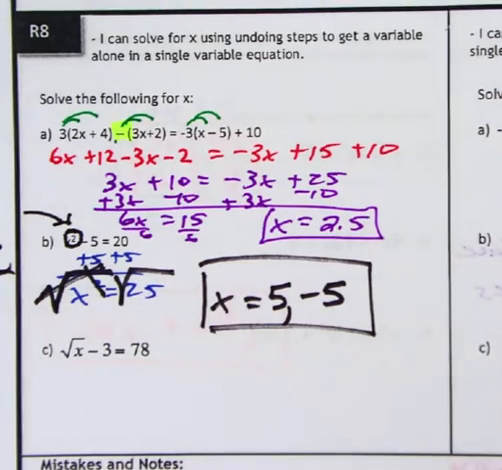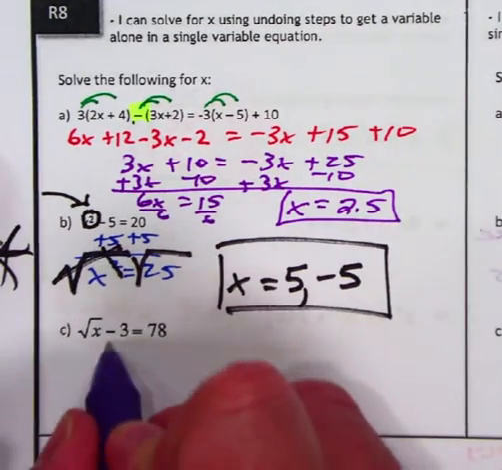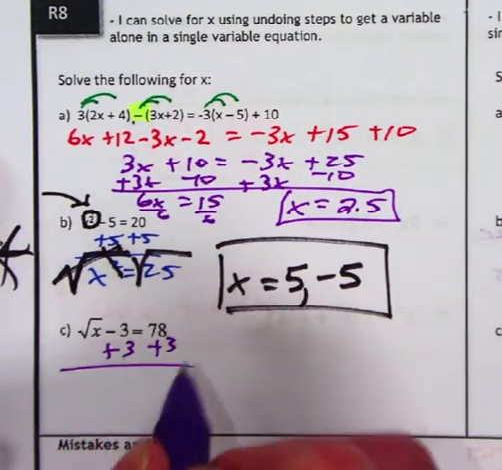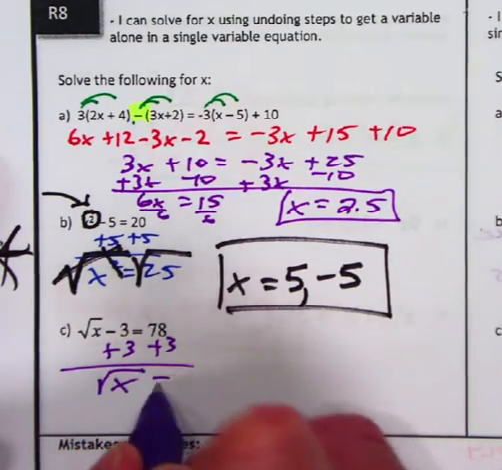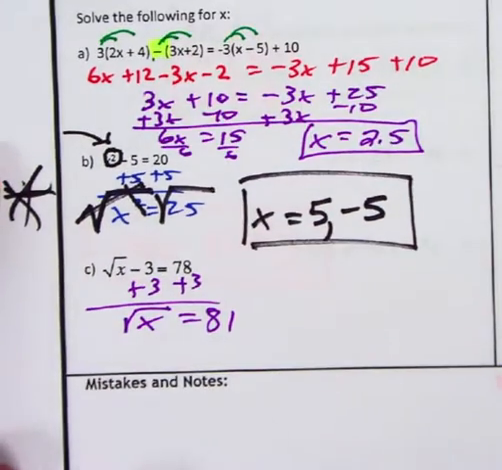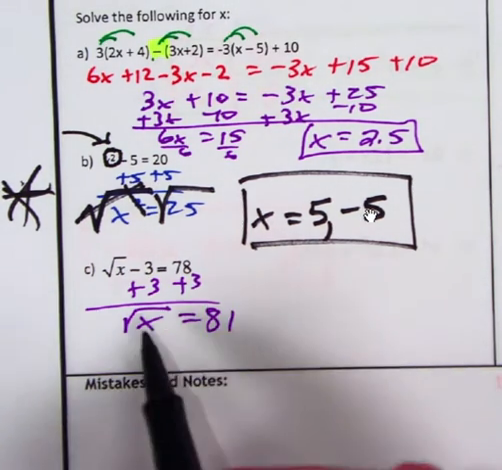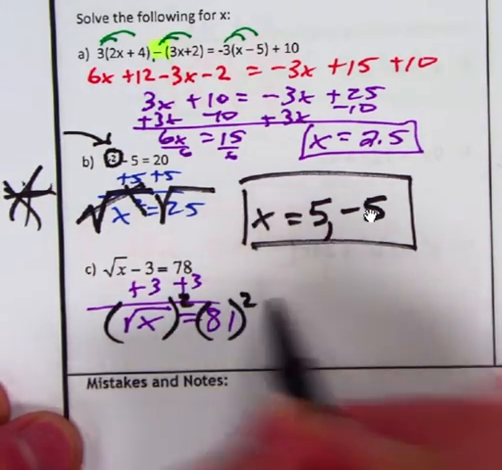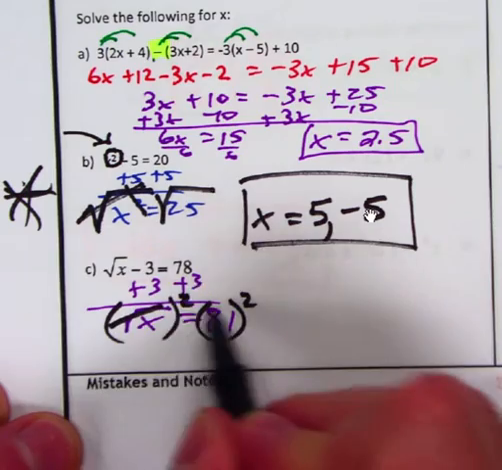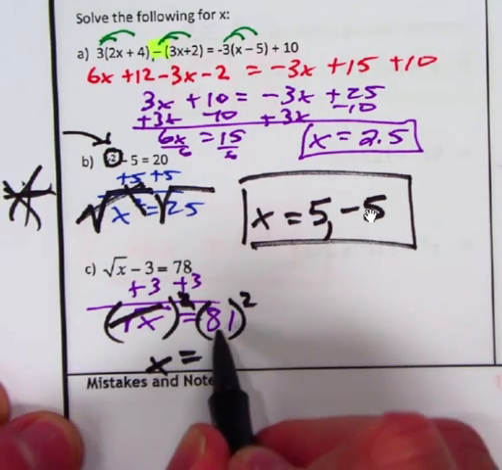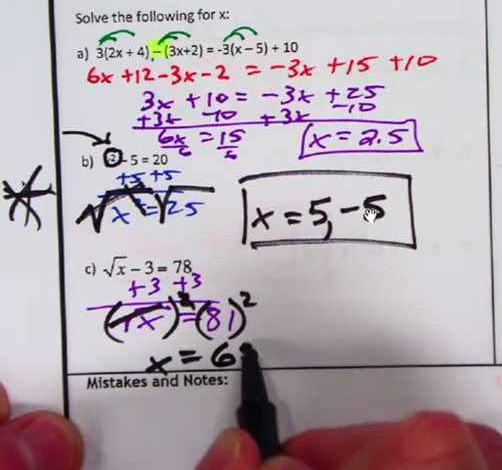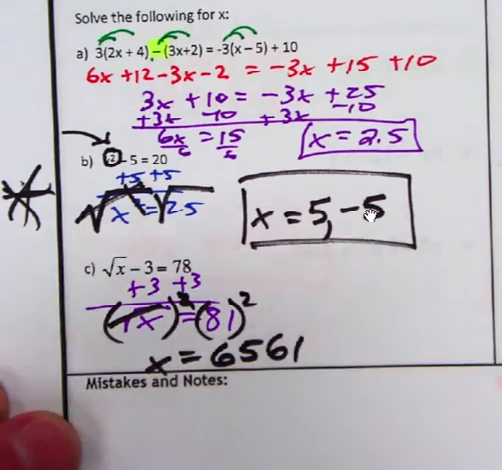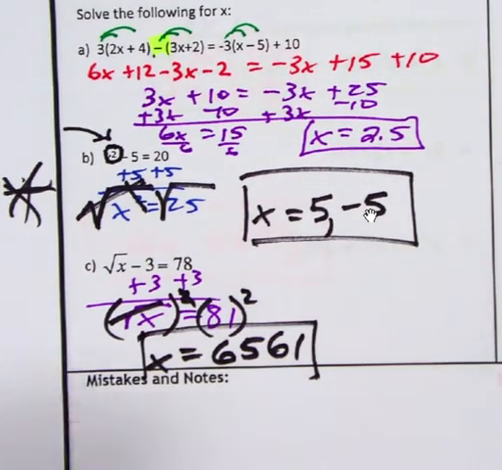Then the last one is pretty straightforward. You just add 3, you get the square root of x equals 81. Well, that would mean I would have to square both sides. So you've got the square root of x equaling 81. To get rid of a square root sign, you have to square it. So I have to square it on both sides. And the square root and the squared cancel, and x equals 81 squared. 81 times 81 is 6,561. And so there's your answer to that third one.